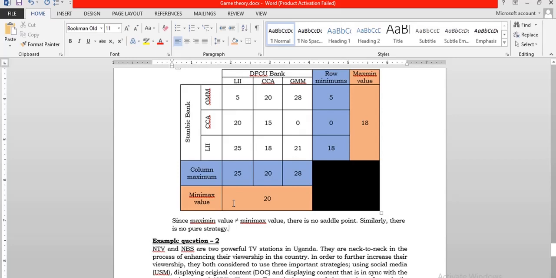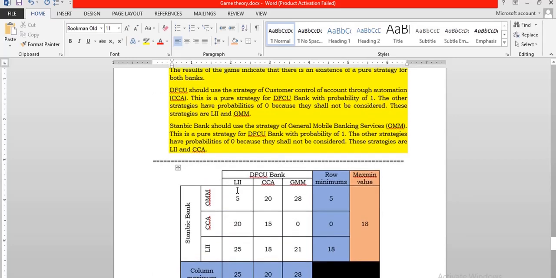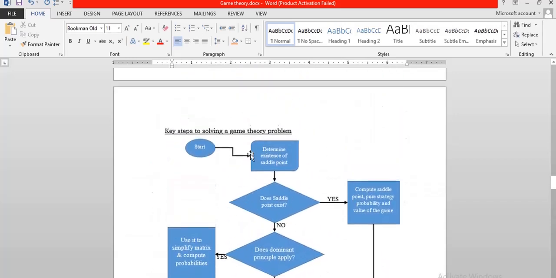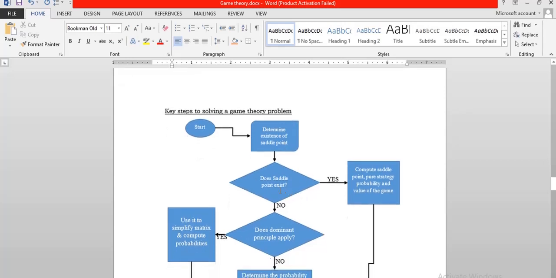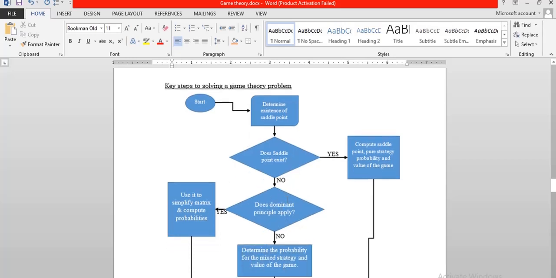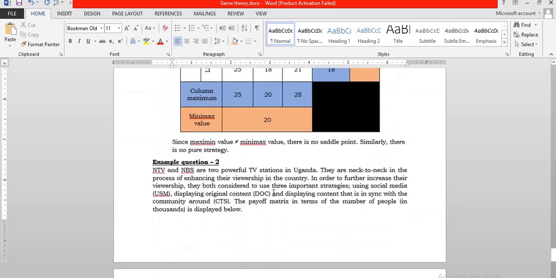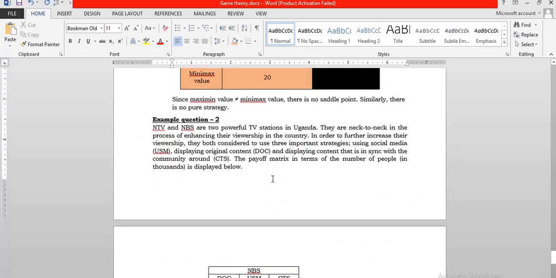But before we compute, let me remind you of what we discussed earlier. We said that in this particular flowchart, we determine the existence of a saddle point by using the minimax principle, and ask ourselves, does a saddle point exist? If it exists, compute and end. That's what we did before. But now we have realized it does not exist. So the next step is to ask ourselves, does the dominance principle apply? That's the next question we're going to ask ourselves.